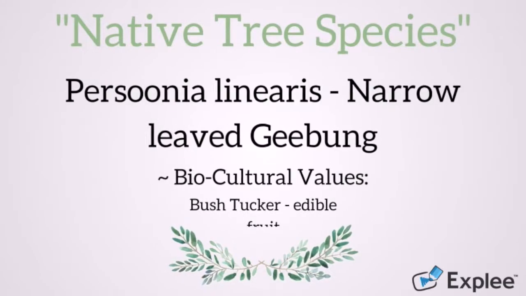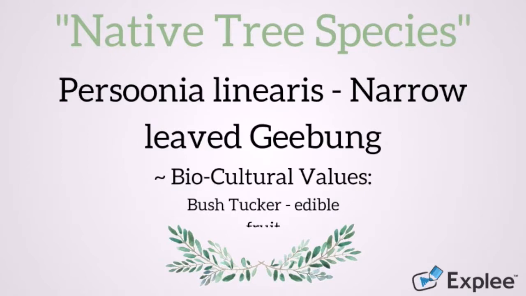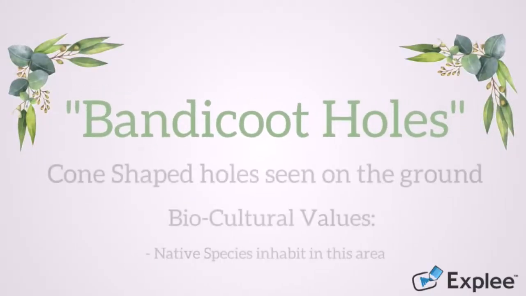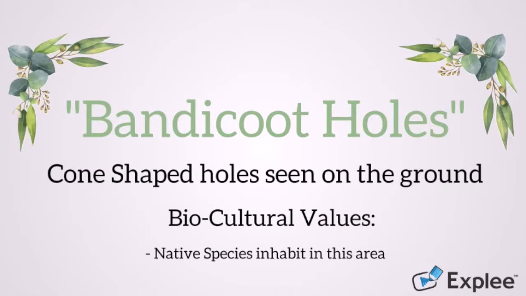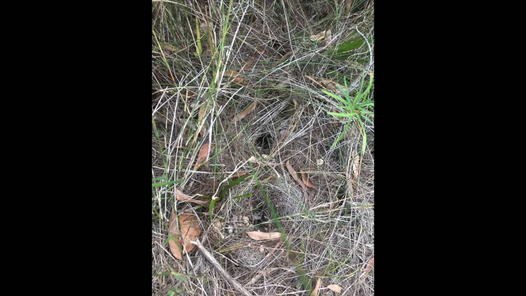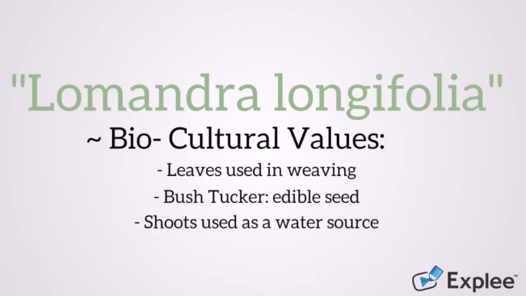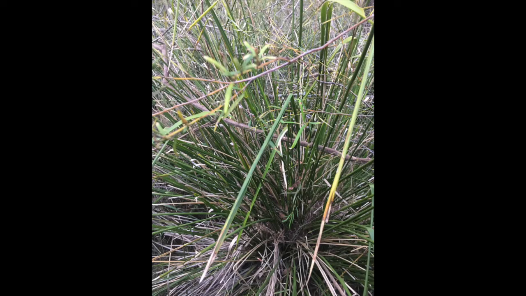Native tree species such as the narrow-leafed jabong are also considered bicultural values as they were used as bush tucker by Indigenous Australians. Possible bandicoot holes were discovered around the Mars Creek area. This is a bicultural value as it provides a habitat for our native species. Lomandra longifolia is a plant species used by Indigenous Australians for weaving, bush tucker, and a water source.